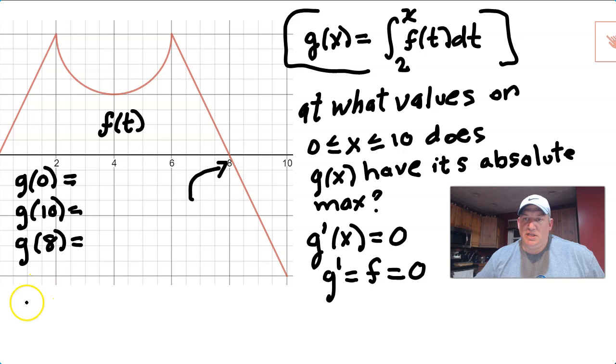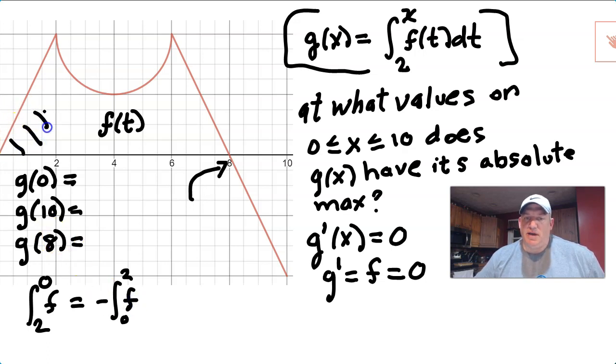And so let's do that. Let's go from 2 to 0. Well, 2 to 0 under f can be written as a -0 to 2. Let's try that instead. Okay, under f. And so from 0 to 2, we're talking about this triangular region. And so we have -1/2 the base. The base is 2 and the height's 4. So it looks like I have a -4 as the value.